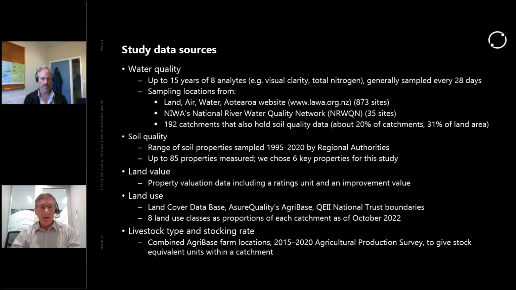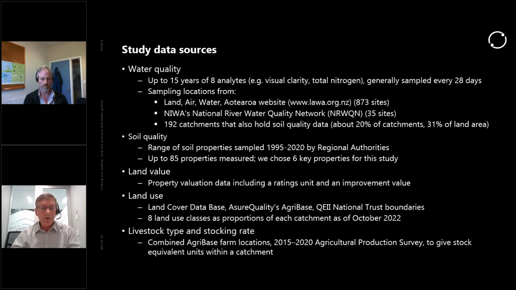The sampling locations come from a number of different sources, and we're interested in those catchments that hold also some soil quality data. So that's 192 catchments, and that's about 20% of all the catchments and about 31% of the land use area.